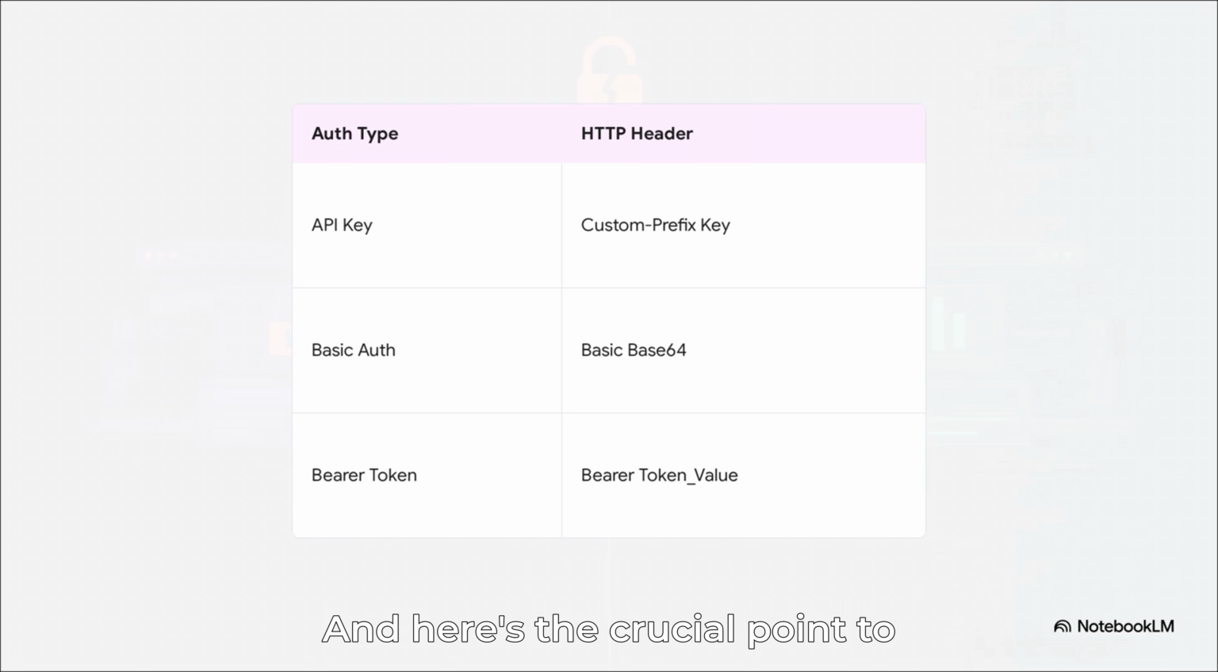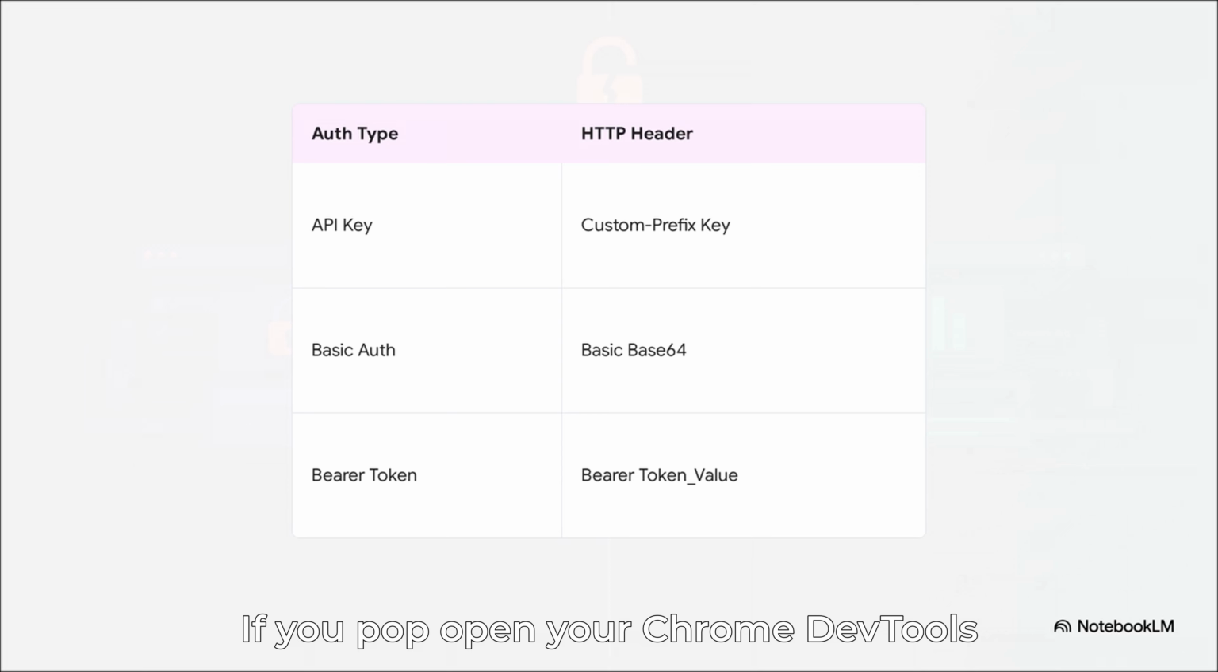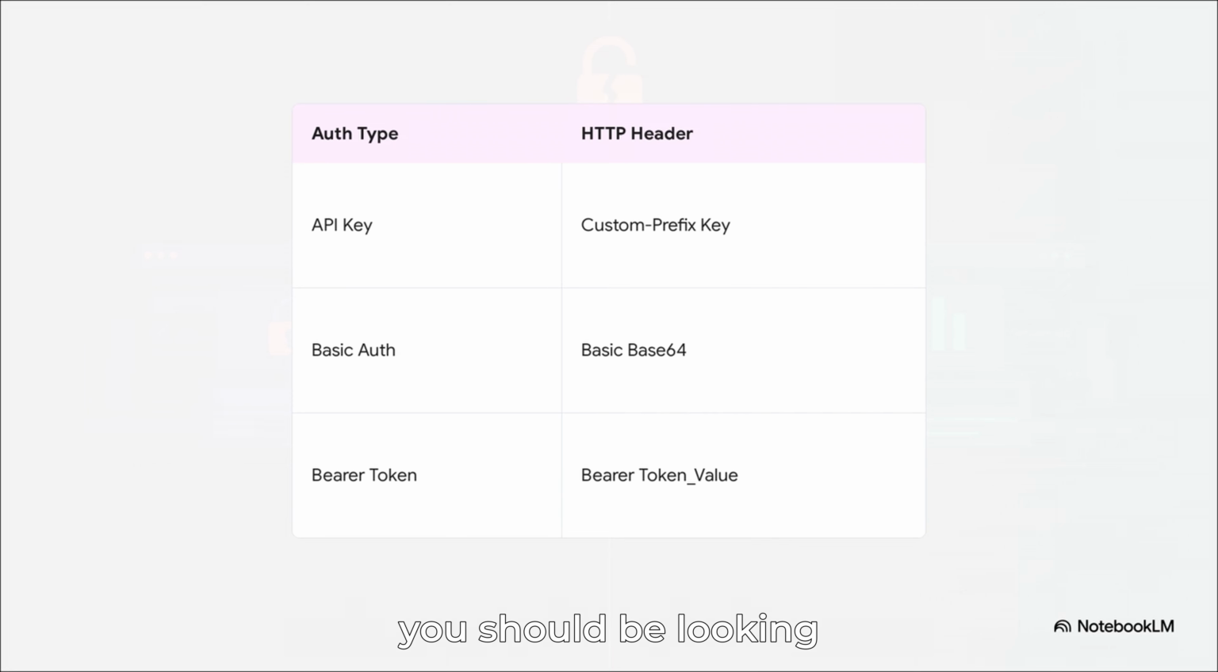And here's the crucial point to remember from my earlier mantra. Authentication is just headers. If you pop open your Chrome DevTools Network tab, this is exactly what you should be looking for. For basic auth, it's authorization basic followed by your encoded credentials. For bearer tokens, it's authorization bearer followed by the token.